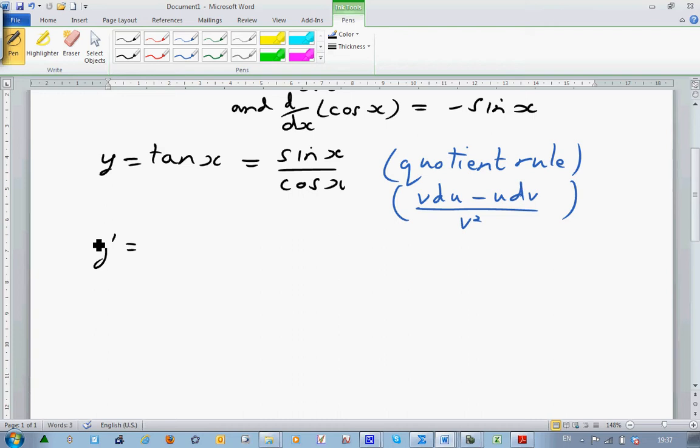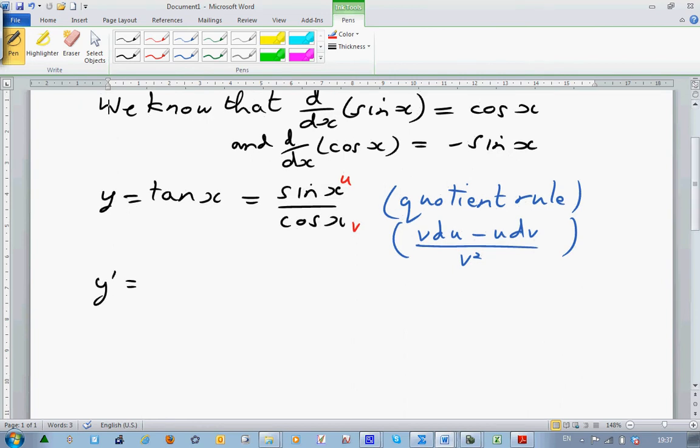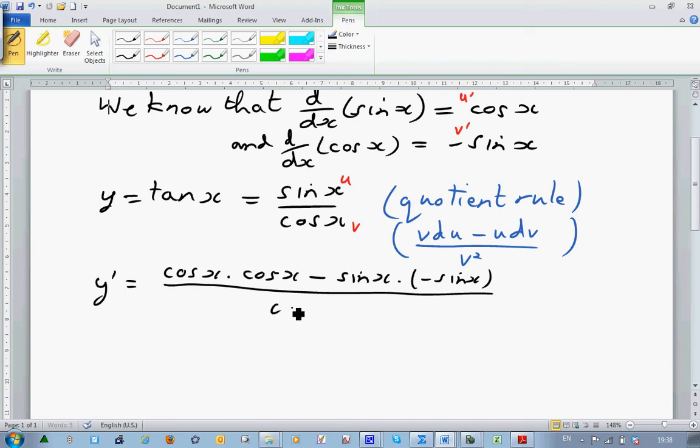So if u, let's call this one u and this one v, okay, then clearly the derivative of sine x is u dash, and the derivative of cos x is going to be the v dash. So let's just plug in those values, and we've got v, which is cos x, times the derivative of u, which is u dash, which is cos x again, minus u, which is sine x, times dv, which is minus sine x, all over cos x squared.